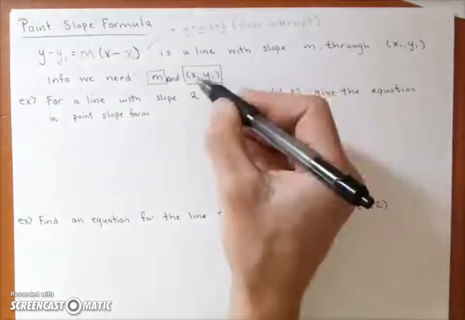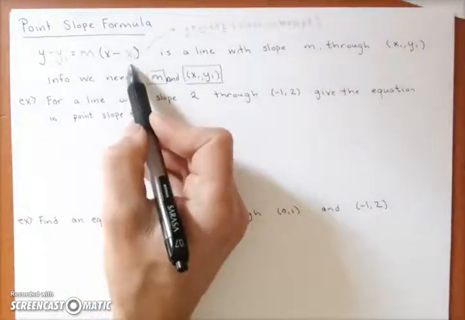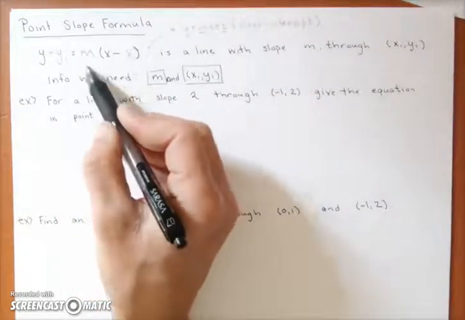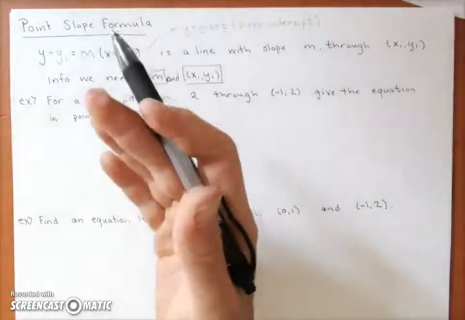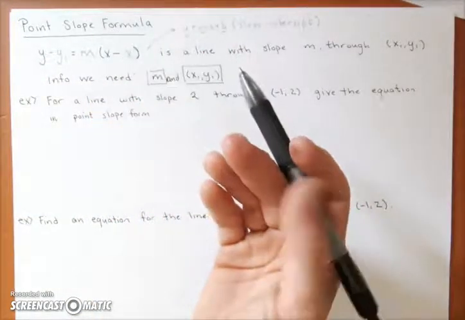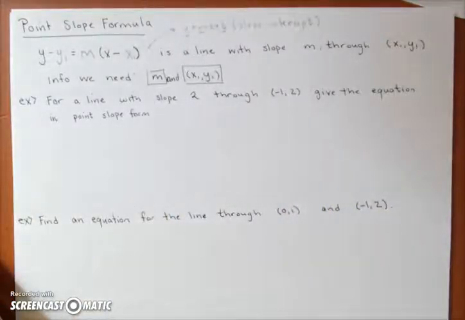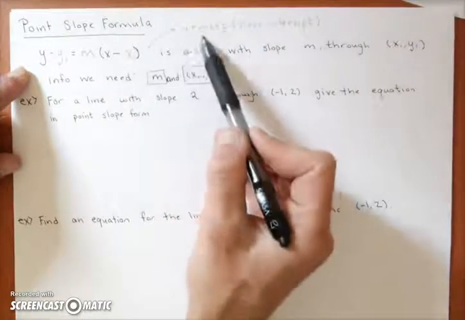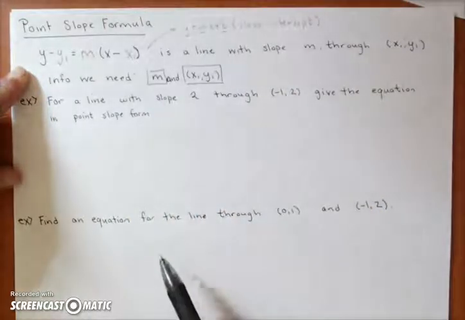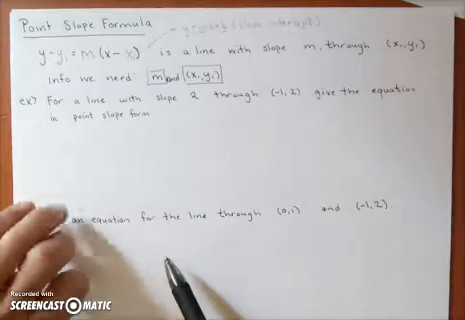So our point is called x1, y1, and we plug those values in here and here, and our slope is still called m. So these are just two different ways to write down an equation for a line, but they're both good. They both represent lines. This one can be a little bit more useful than the slope-intercept form, as we'll see in the second example.